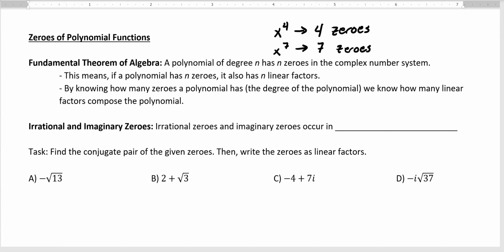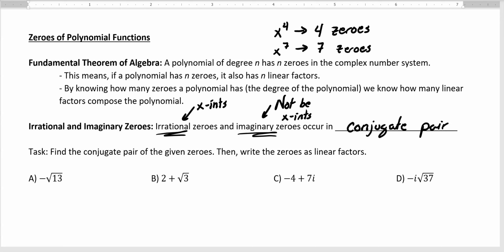So irrational and imaginary zeros are zeros that are not rational zeros. The irrational ones are still real. The imaginary are obviously not real. So the irrational will still be x-intercepts. The imaginary will not be x-intercepts. And one of the great things about these is they occur in conjugate pairs.